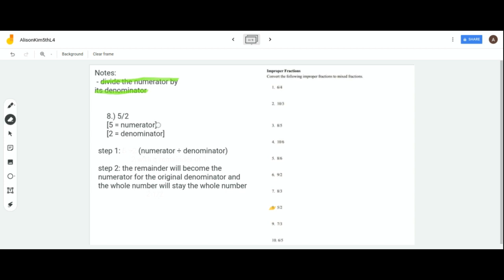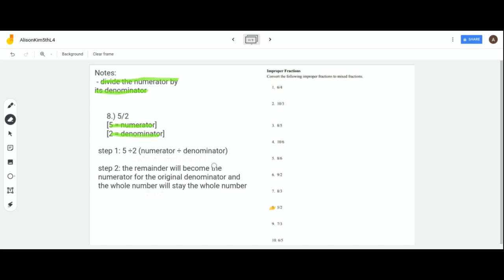Once again, we're given the numerator 5 and the denominator 2. And step 1 says numerator divided by denominator. So numerator divided by denominator equals 5 divided by 2. And 5 divided by 2, okay, this is tricky.